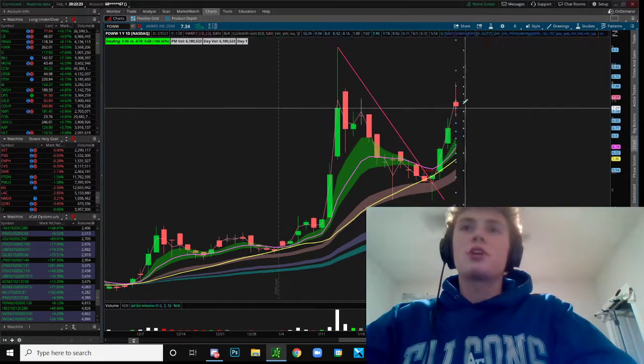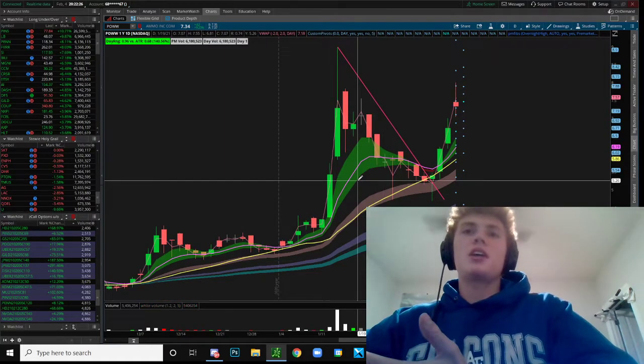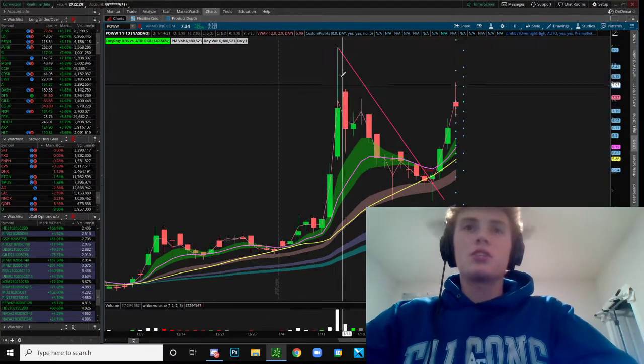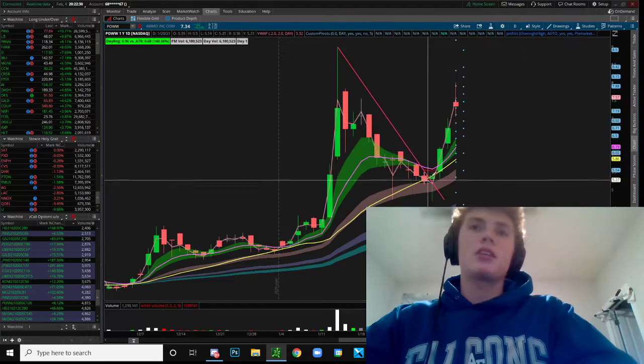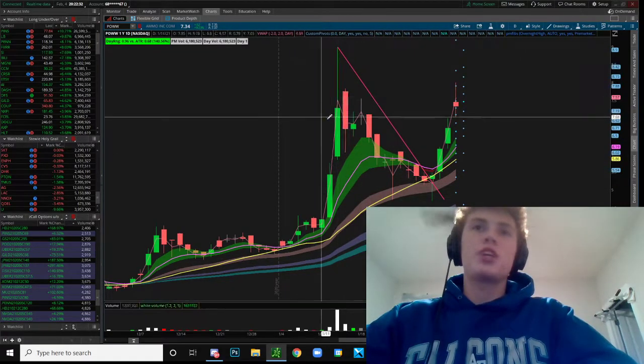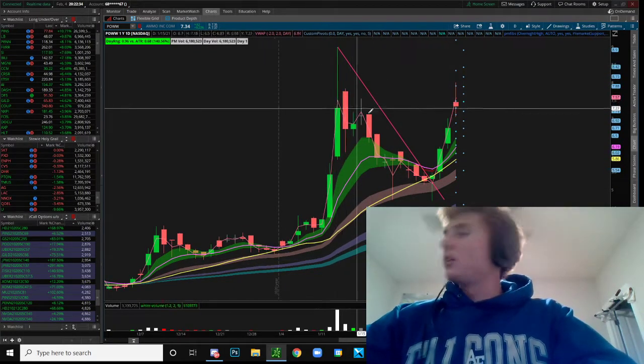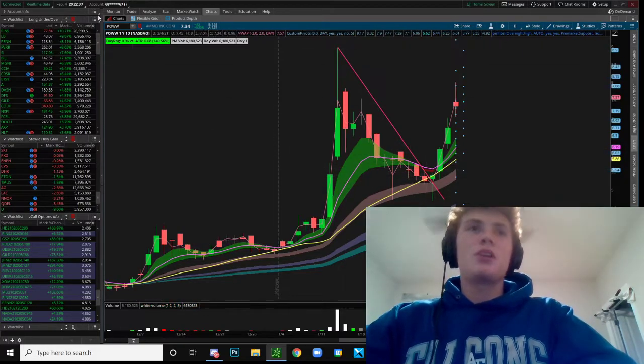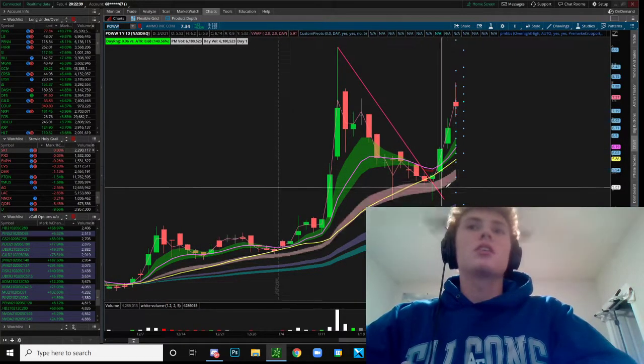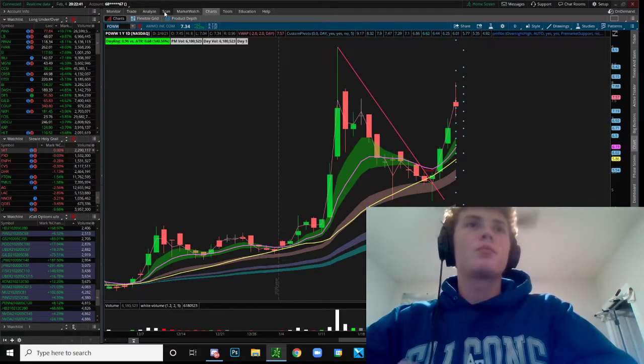So right now it's too far extended from my lines. Pretty much what I say is these lines are like a magnet. Once they get extended, eventually they're going to come back, and that's when you get the next setup. So when they come back, you don't chase when they're extended. I like to just wait for the setup, be patient. There's no reason to chase anything. Eventually everything comes back to its mean.